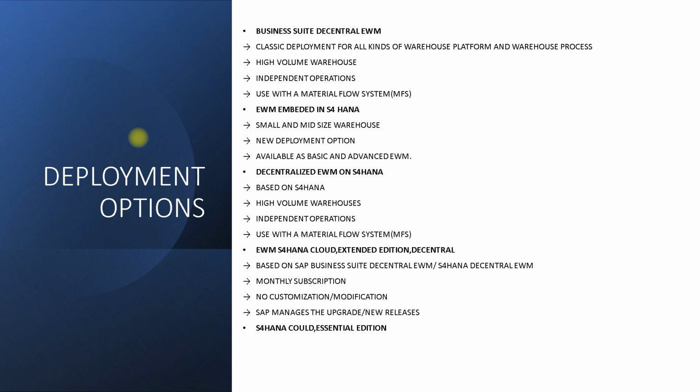There you can use the SAP S4HANA embedded EWM, the EWM system as a part of your S4HANA system. You can use it through a new deployment option. You can create a new system, and you can move all your existing systems from the SCM system to the new system. This is also available as basic and advanced EWM. Functionality will be available for all, but basically this will be an embedded system. In the coming classes we will look into it.